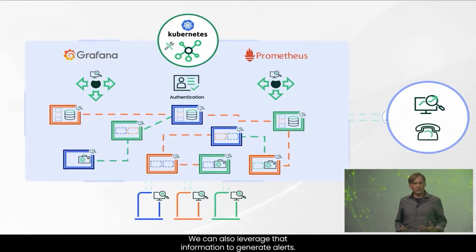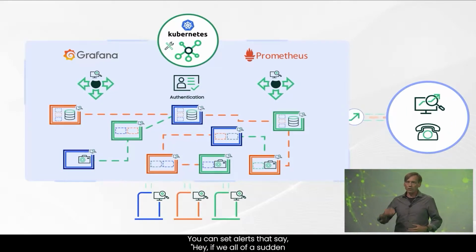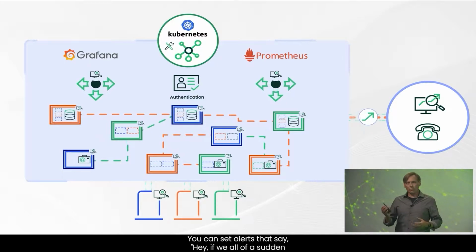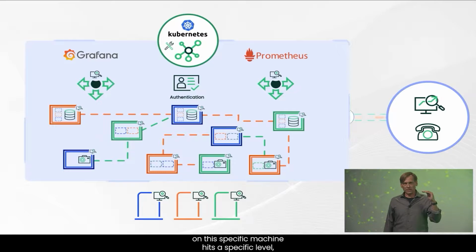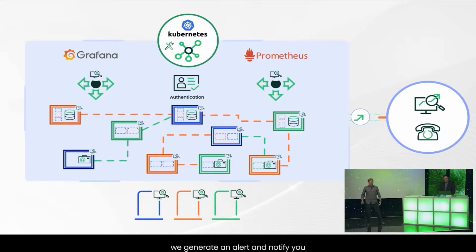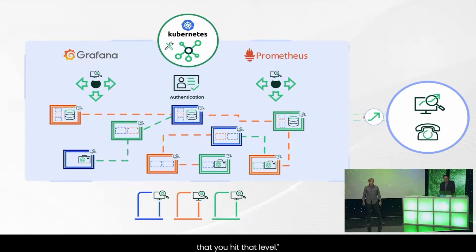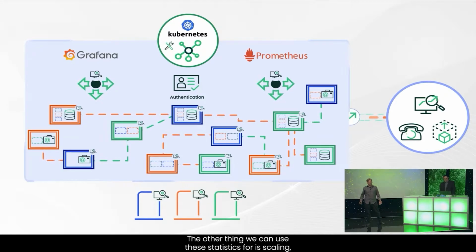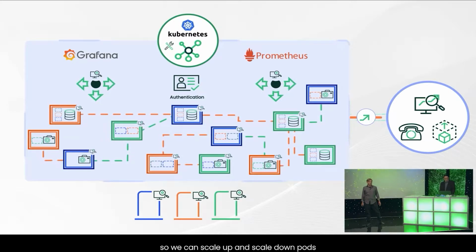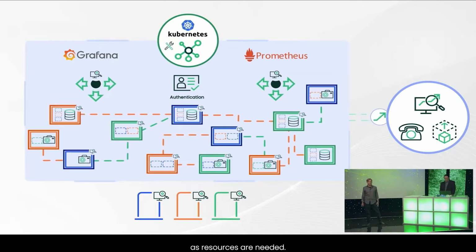We can also leverage that information to generate alerts. You can set alerts that say, hey, if we all of a sudden get a bunch of users or a processor on this specific machine hits a specific level, we generate an alert and notify you that you hit that level. The other thing we can use these statistics for is scaling. So we can scale up and scale down pods as resources are needed.